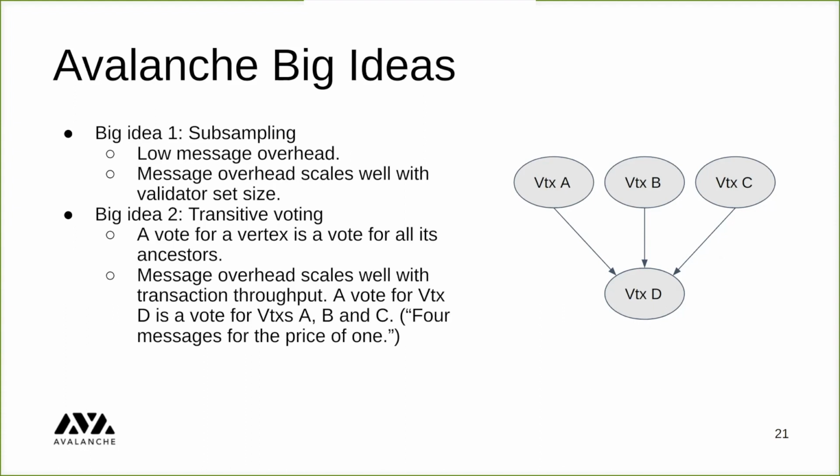And this helps to keep that down because even if there's a lot of transactions being processed, you don't need to do a round of voting for each of them. You can just do votes on their children, and that is applied transitively upward.